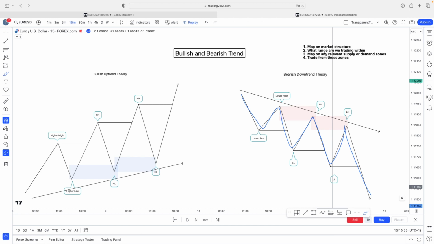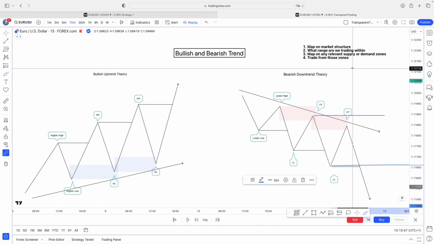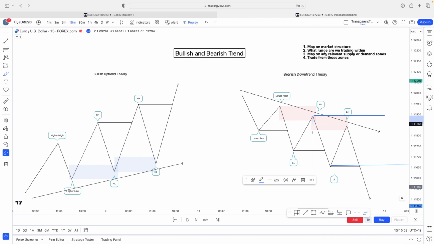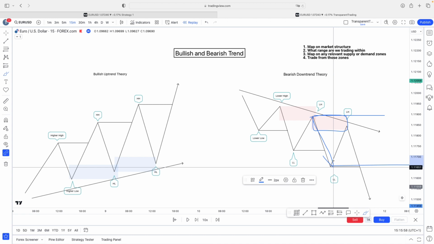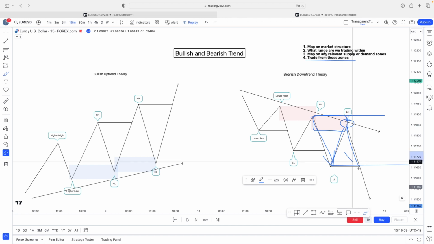Okay, so I've done a little 1, 2, 3, 4 on what you should be doing. So you should always map market structure on first to know which trading range we're trading within, our weak swing low and our strong swing high, number 2. Then you map on any relevant supply or demand zones. Here is our relevant supply zone that caused that break of structure to the downside to begin with. And then we can potentially wait for price to come back into our zone, trade from these zones and take them to the downside to target those weak swing lows.